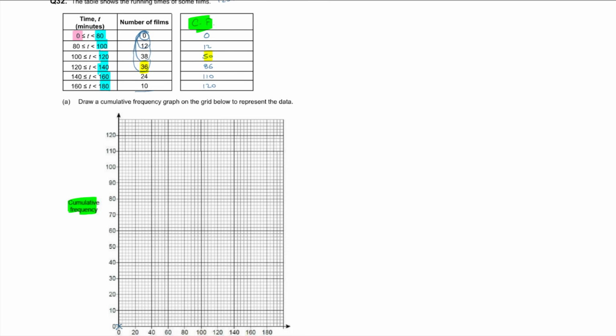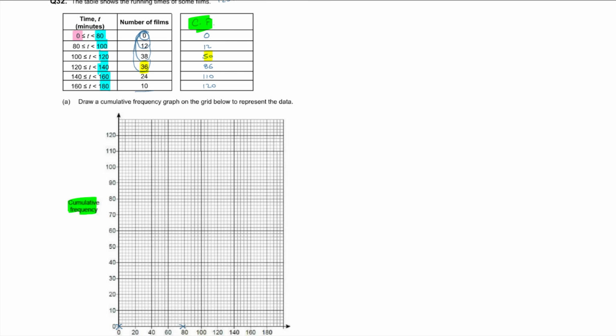Now the next point is going to be at... but then the next one is at 0 as well. So normally you would plot that one, but this one is 0 anyway. So my graph is actually starting there, isn't it? Okay. And then at 100, I'm going to be plotting 12.